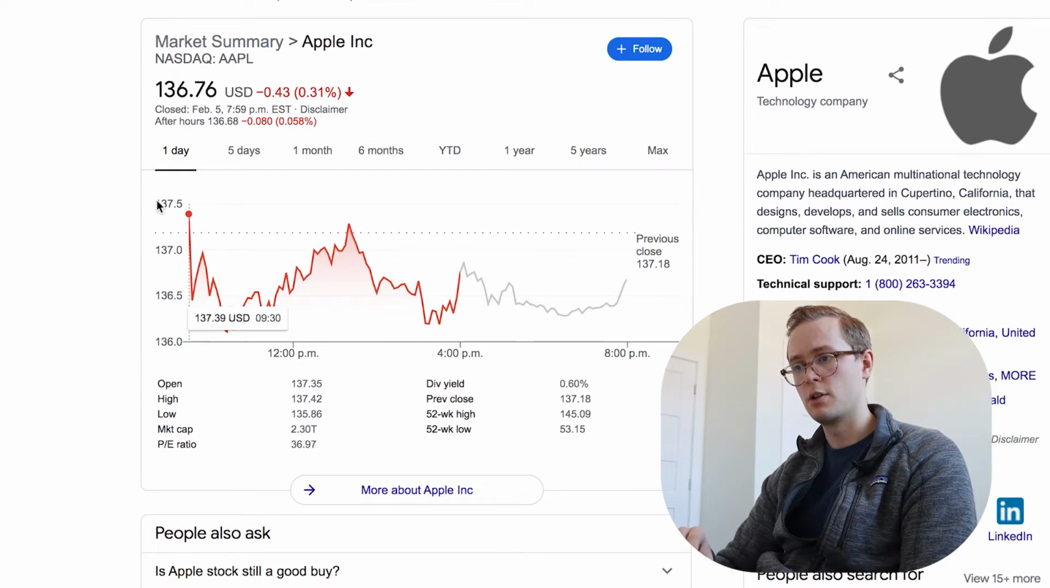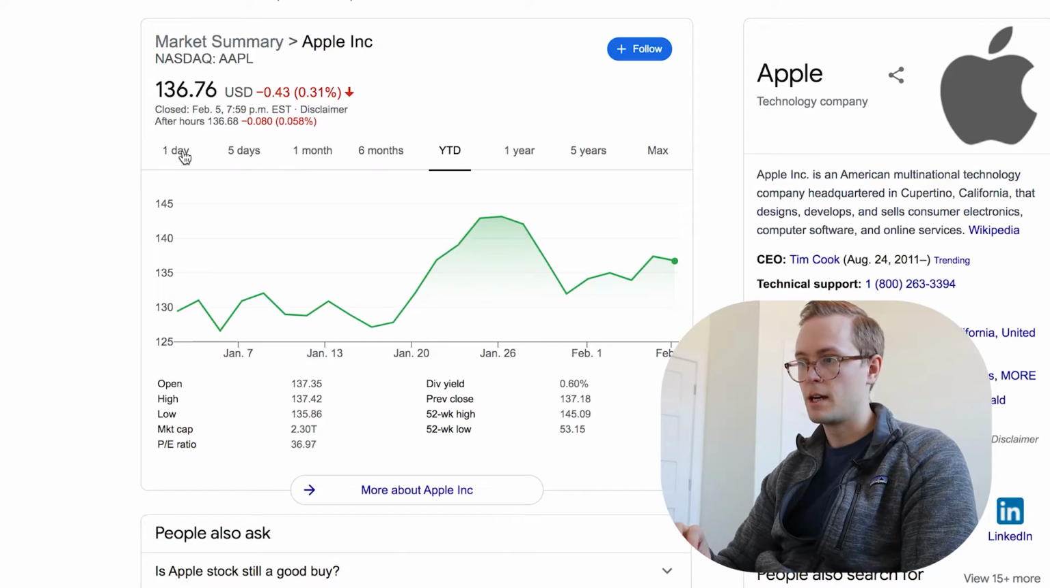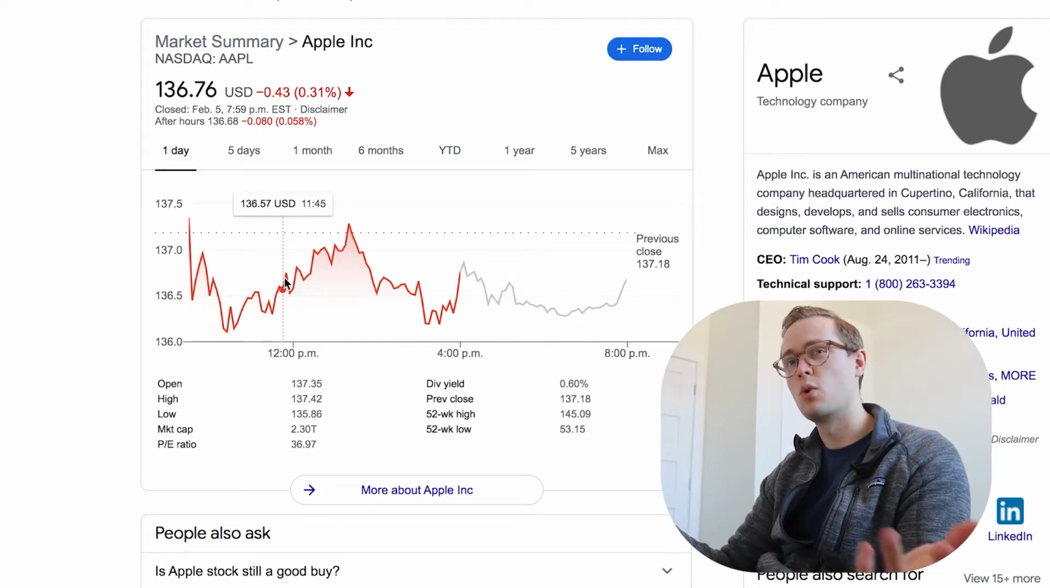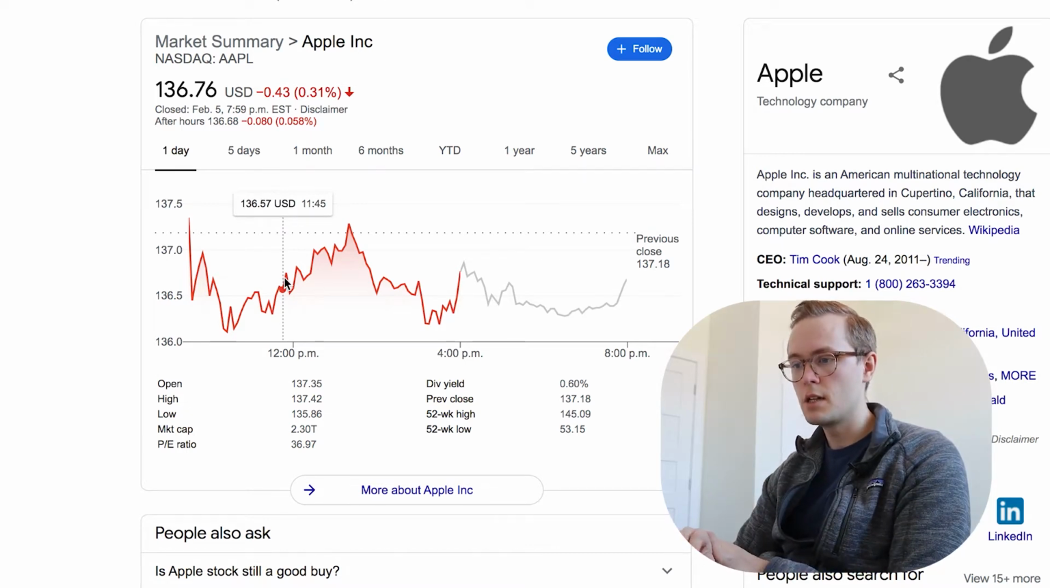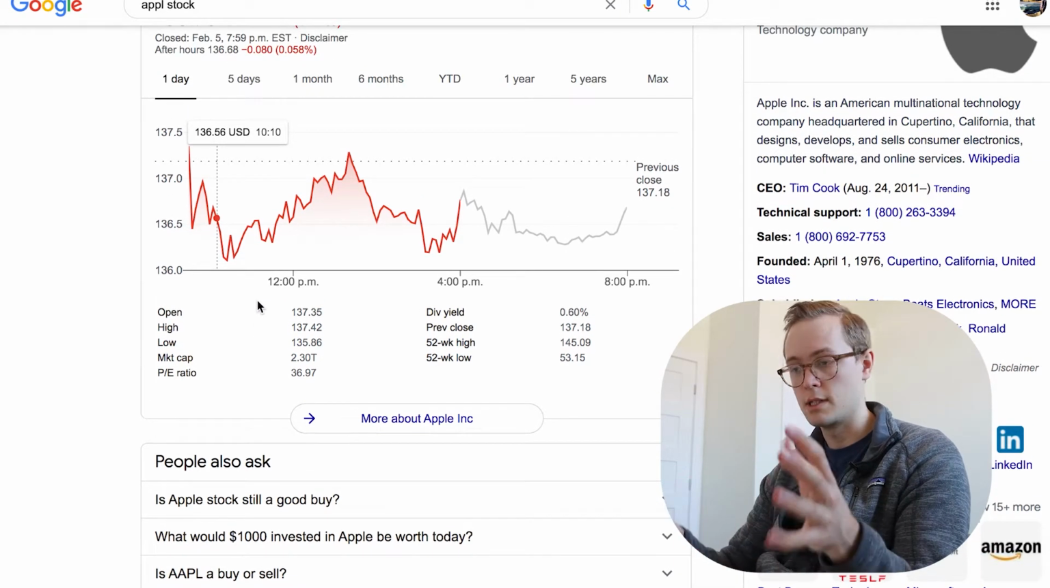If we look, here's the graph again that I was talking about. You can look over however many days, months, years, etc. That's all great, but this doesn't really tell you a whole lot. What can really tell you some more information is when you look at the numbers down here. So let's go over what these numbers mean.